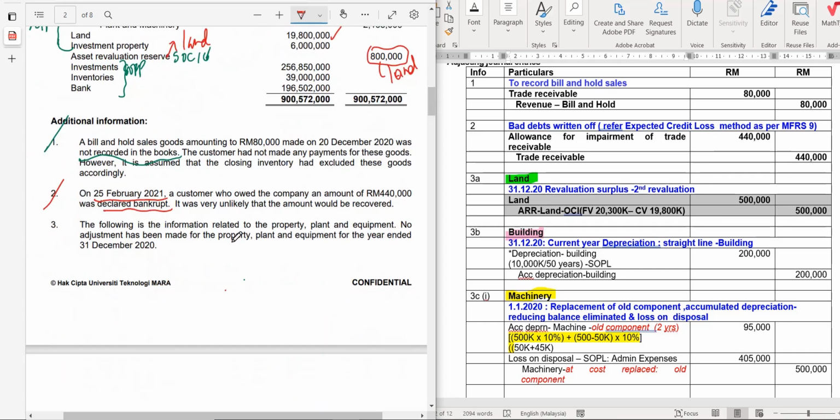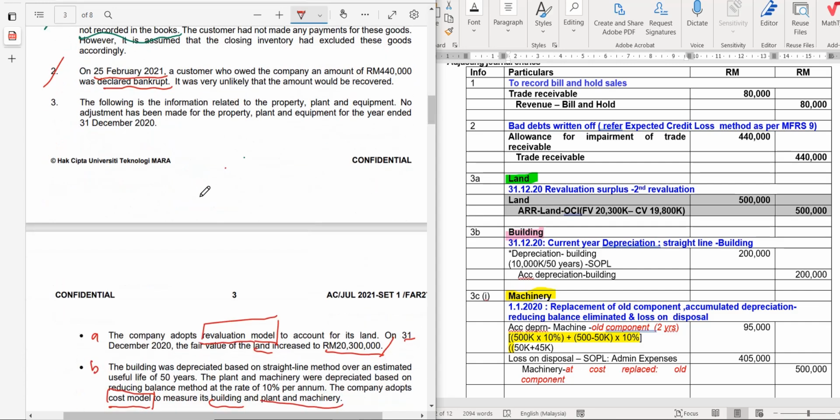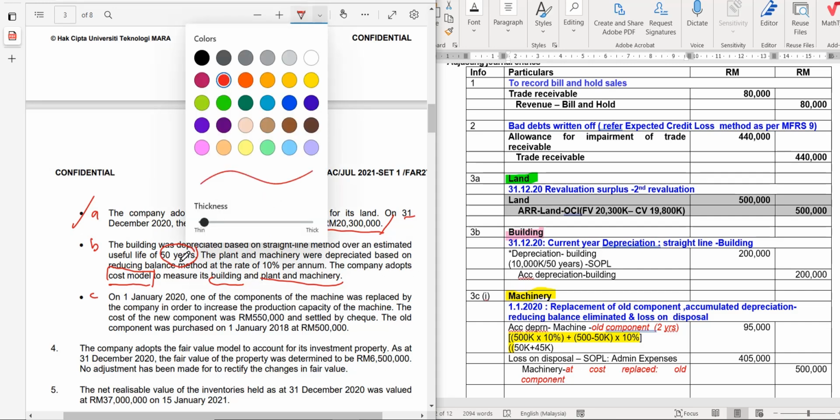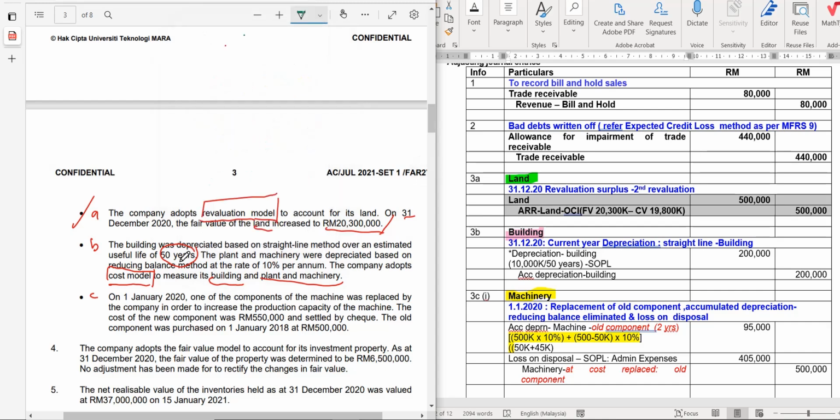Next, that was done for one of the information 3. Then we go to the next one, B. The second one is information on building. It was being depreciated over the useful life of 50 years. So for the building, there was 50 years, and that was for this building.